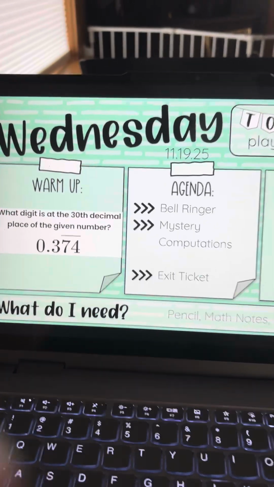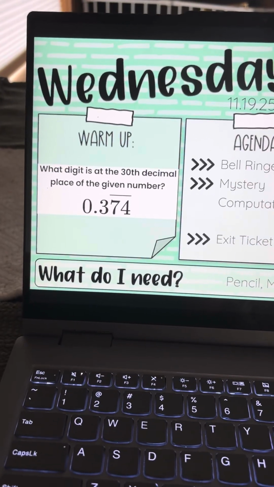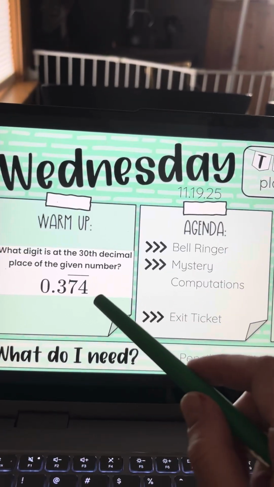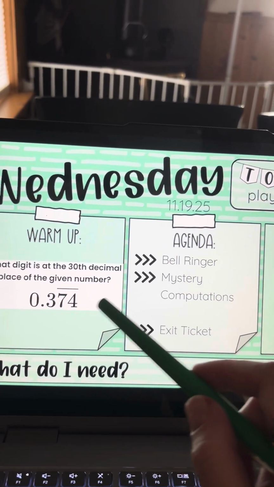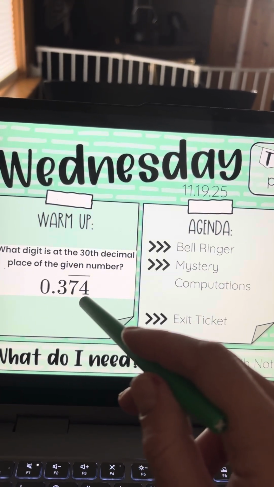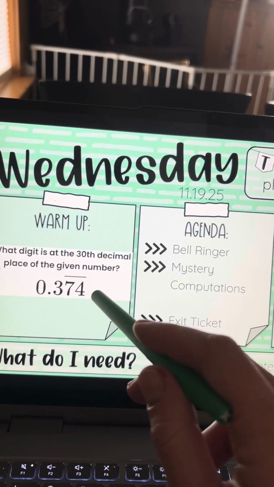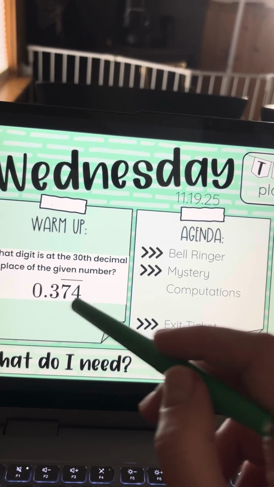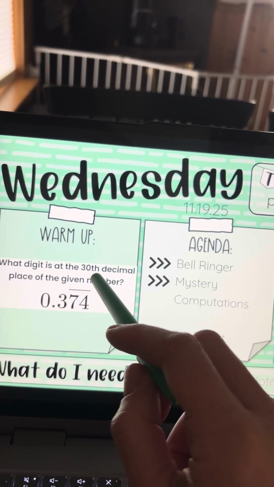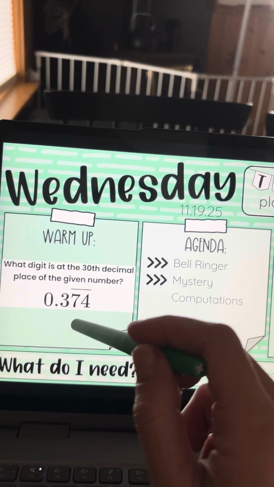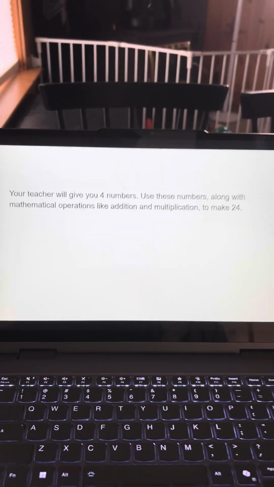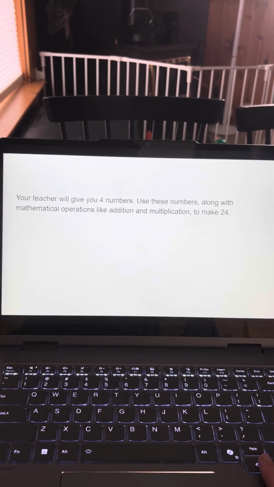Okay, Wednesday. What digit is at the 30th decimal place of the given number? Well, we know that now, forever and ever, it's going to be 0.3747474747474. This is the first, second, third, fourth is also going to be 7. If I notice that pattern, the second and the fourth are 7, then all the even numbers are going to be 7, and 30 is an even number, so the 30th decimal place is going to be a 7 because it's even numbers.